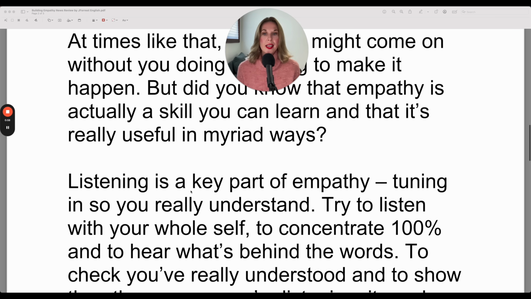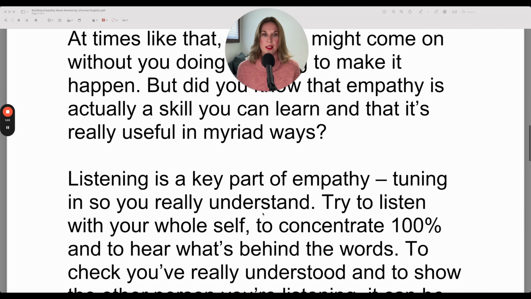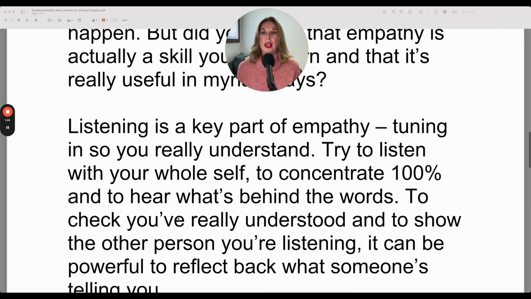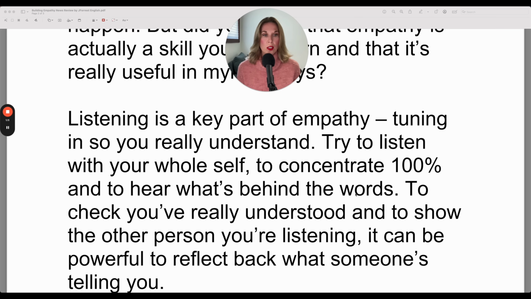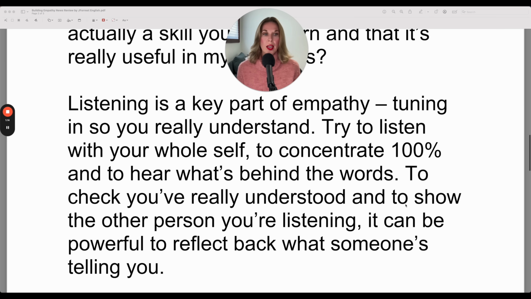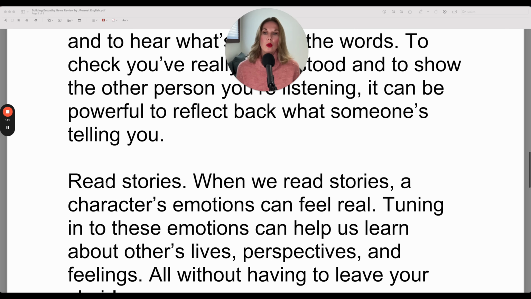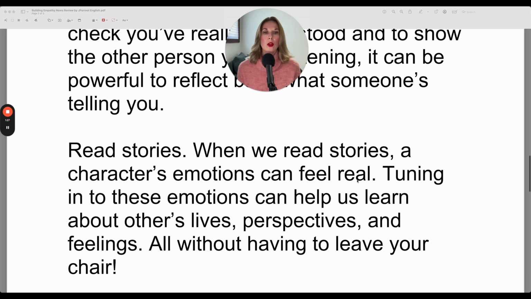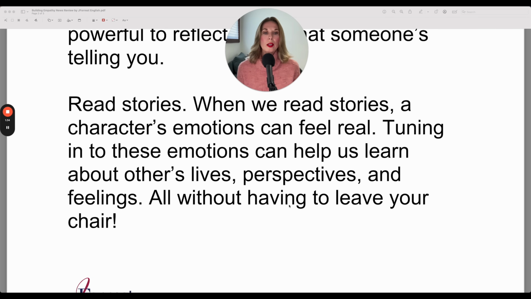Listening is a key part of empathy. Tuning in so you really understand. Try to listen with your whole self to concentrate 100% and to hear what's behind the words. To check you've really understood and to show the other person you're listening, it can be powerful to reflect back what someone's telling you. Read stories. When we read stories, a character's emotions can feel real. Tuning into these emotions can help us learn about others' lives, perspectives, and feelings, all without having to leave your chair.